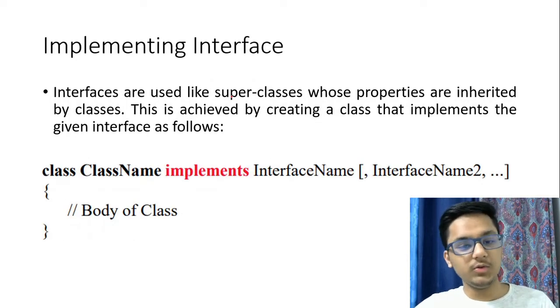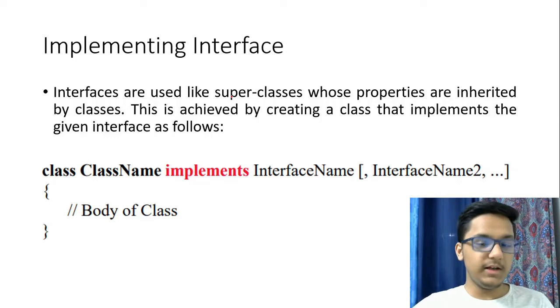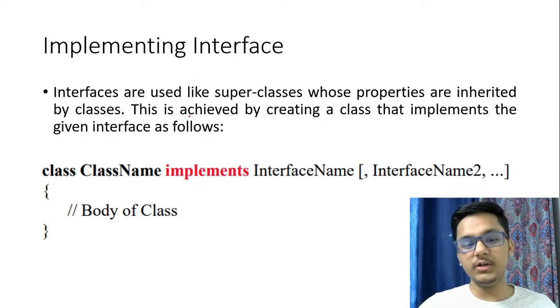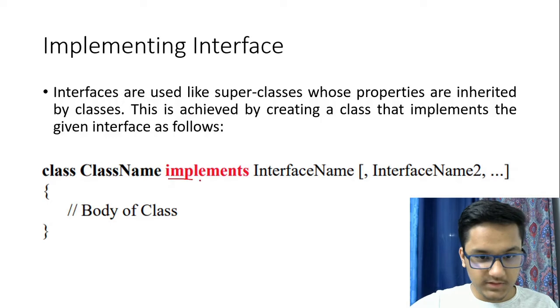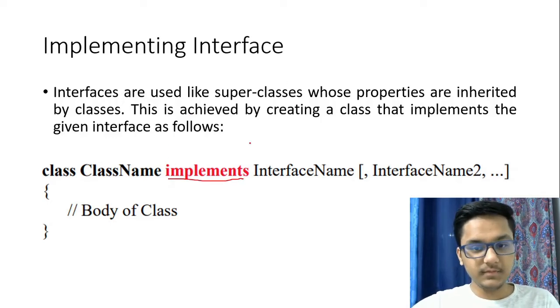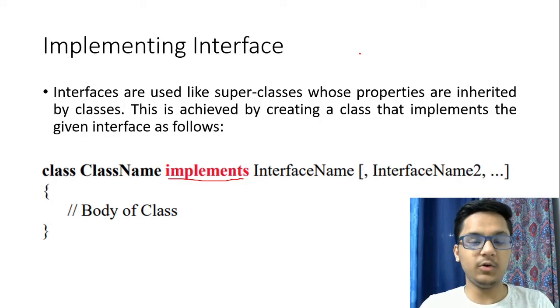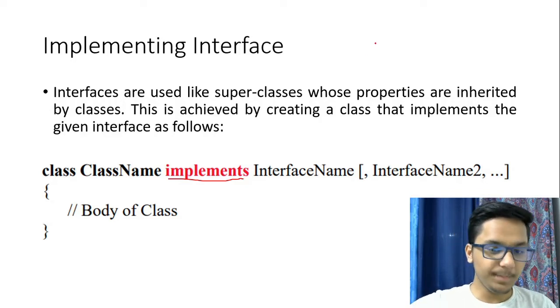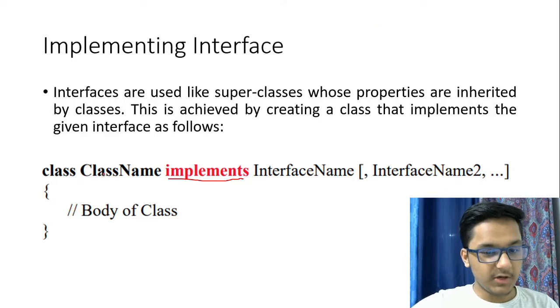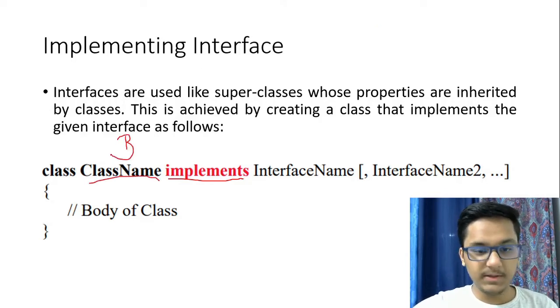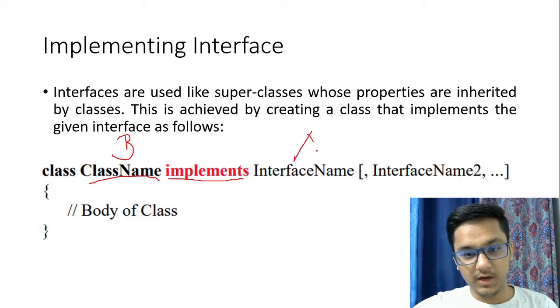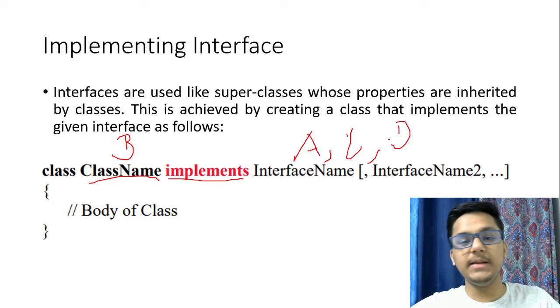Now, how do you implement an interface? Well, to implement an interface, we just use the keyword implements. Interfaces are like a superclass, the parent class, from which the child class inherits. And in the child class, you have to redefine all the abstract methods. So this is how you do it. You have a class, whatever the name of the class, let's say B, implements, and then you have two or more, say C, D. You can have as many parents as you want.